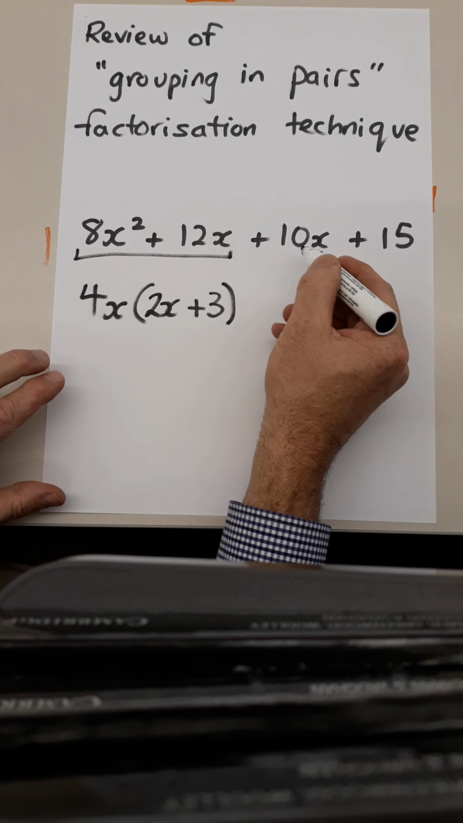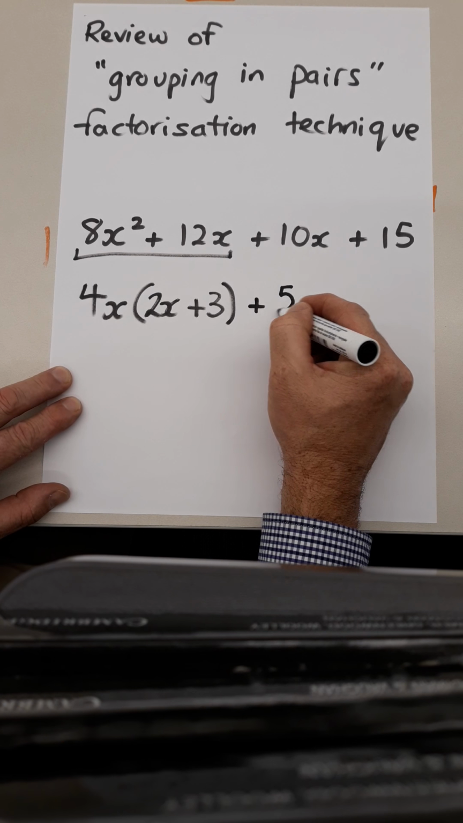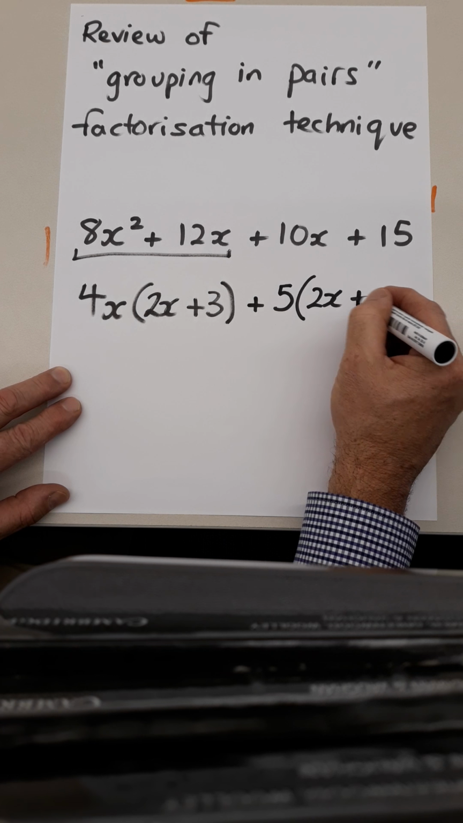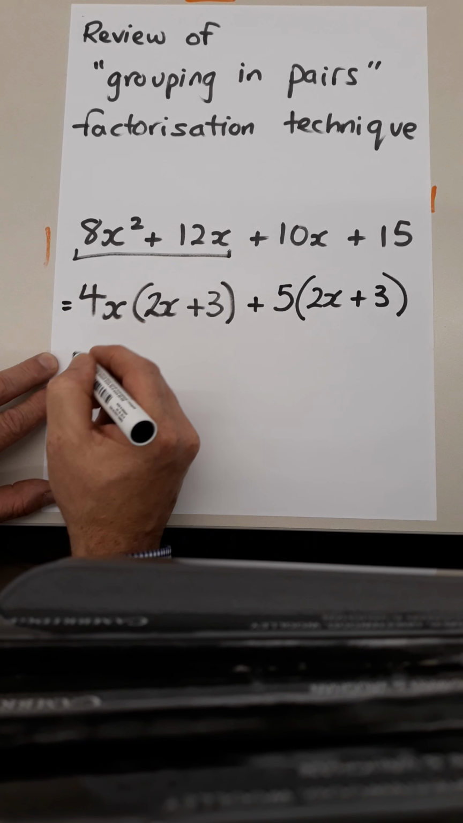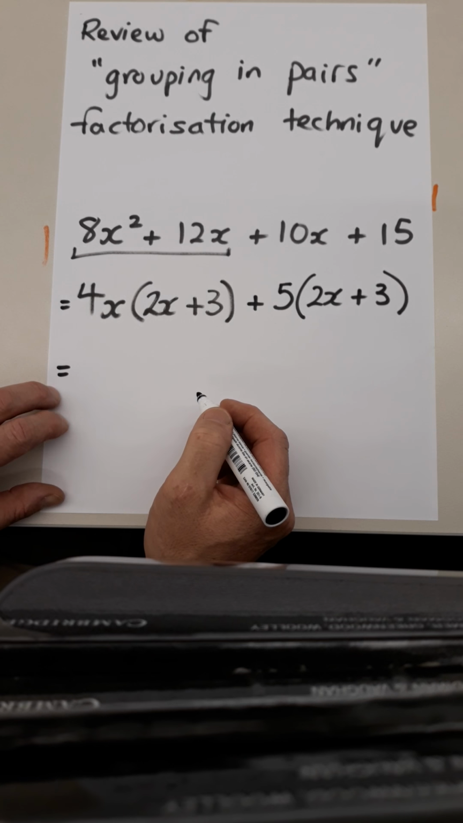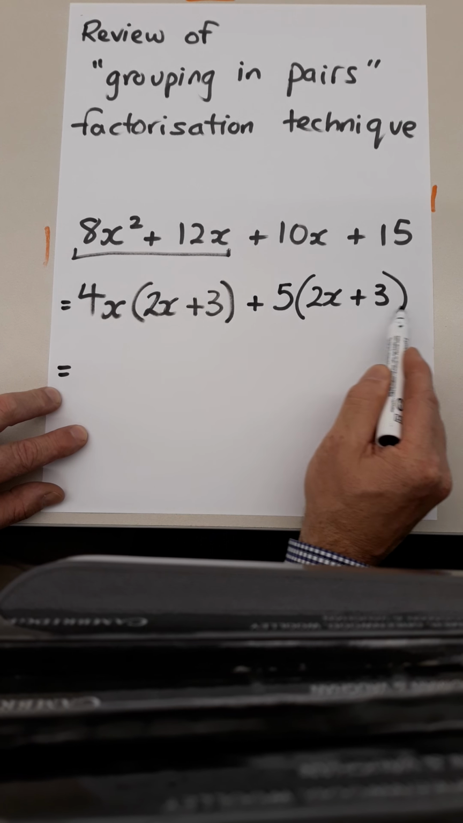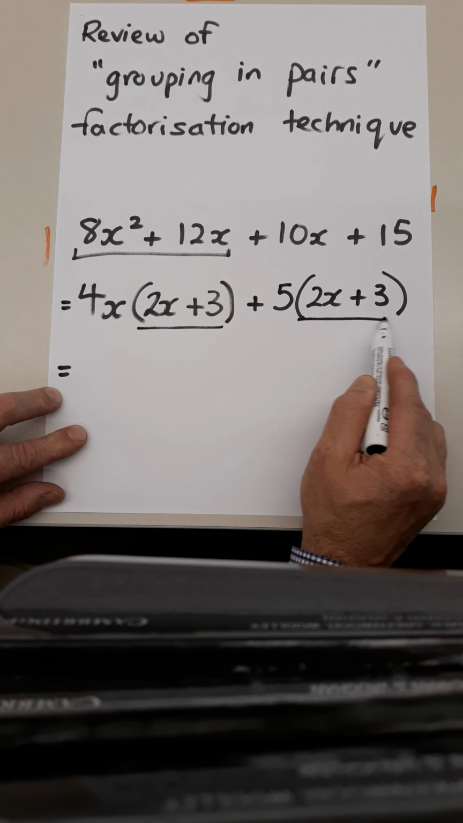What about 10x plus 15? Well, 5 goes into 10x and 5 goes into 15. 5 times 2x is 10x and 5 times 3 is 15. Okay, what's in common to this first term and this second term? What's in common is our 2x plus 3.